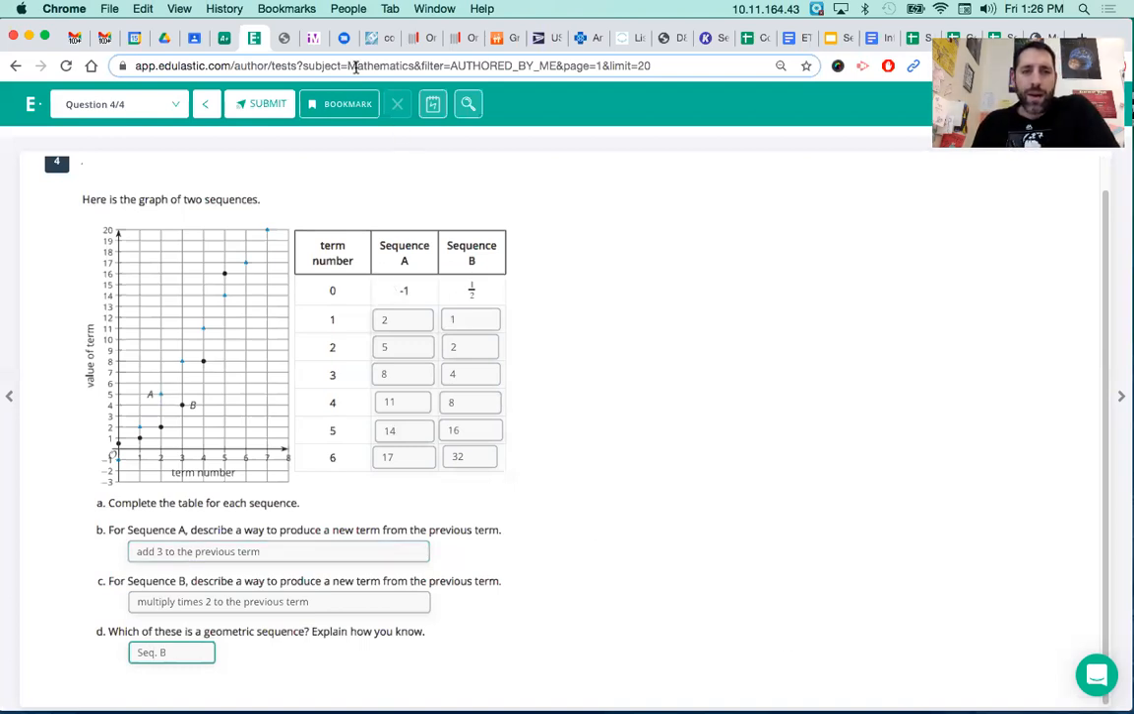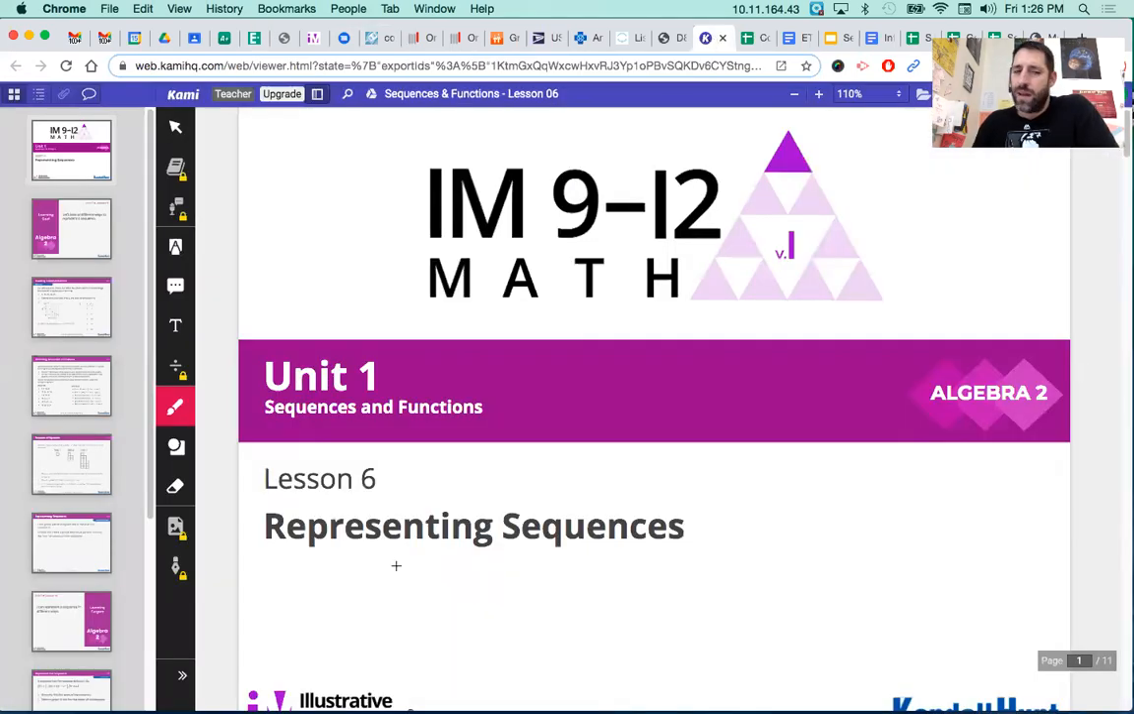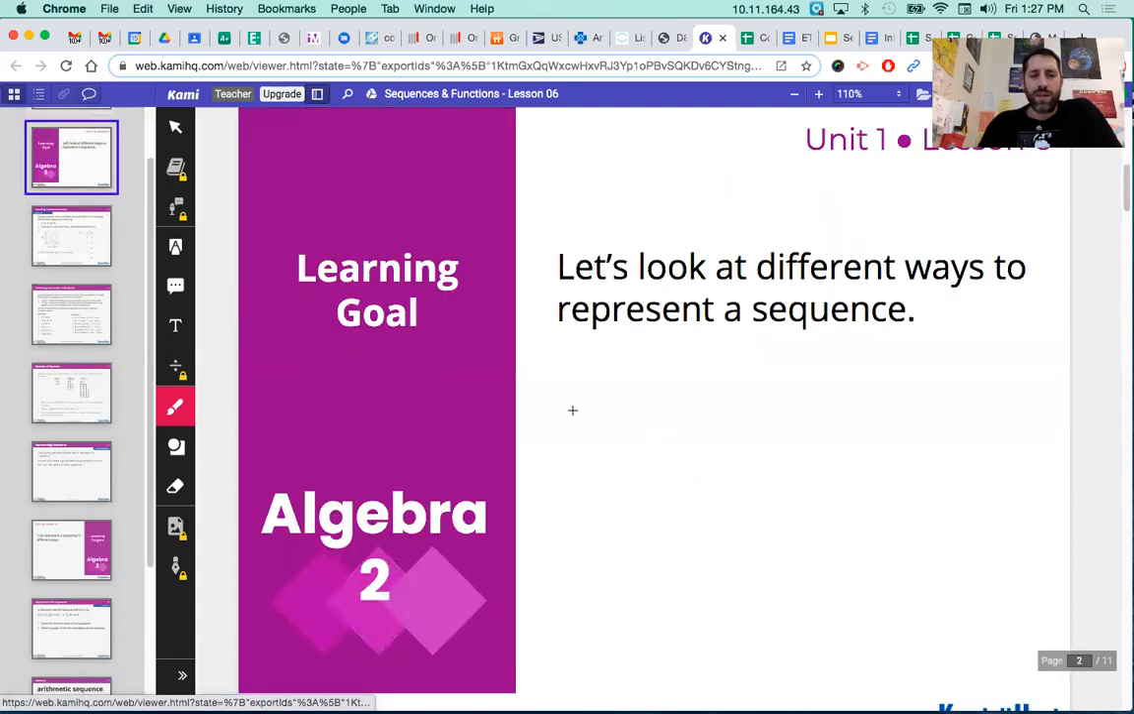I'm now going to go ahead and we are going to talk about lesson 6. Okay, lesson 6. Now, like I mentioned earlier, lesson 6 is not that different from what we've already been working on. So just follow along and you guys will see how we're going to talk a little bit more about how we can identify patterns and things like that, and the different ways to represent sequences. Okay, and that's what this second thing says: let's look at different ways to represent a sequence.